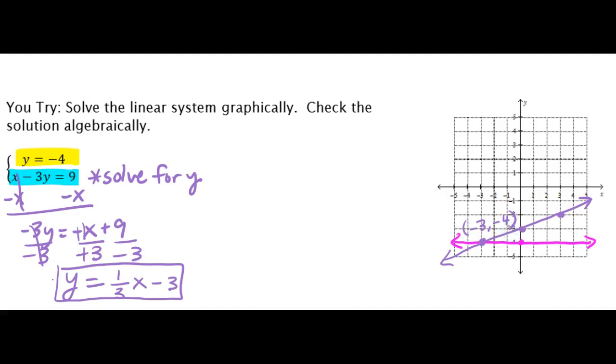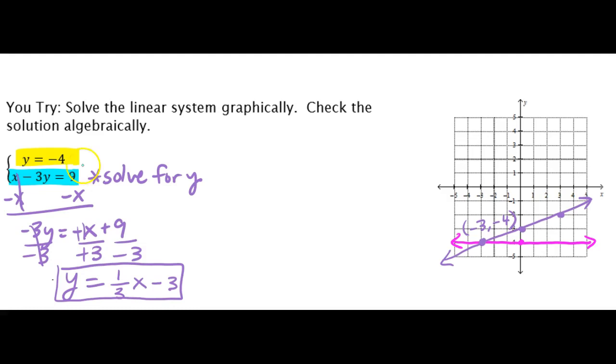All right, so that's my solution, and then it asks me to check the solution algebraically. So this isn't really part of the problem, but it's a really good way to check to see if your answer is correct. So what I'm going to do is plug in my point into these equations and see if they come out to be the same.